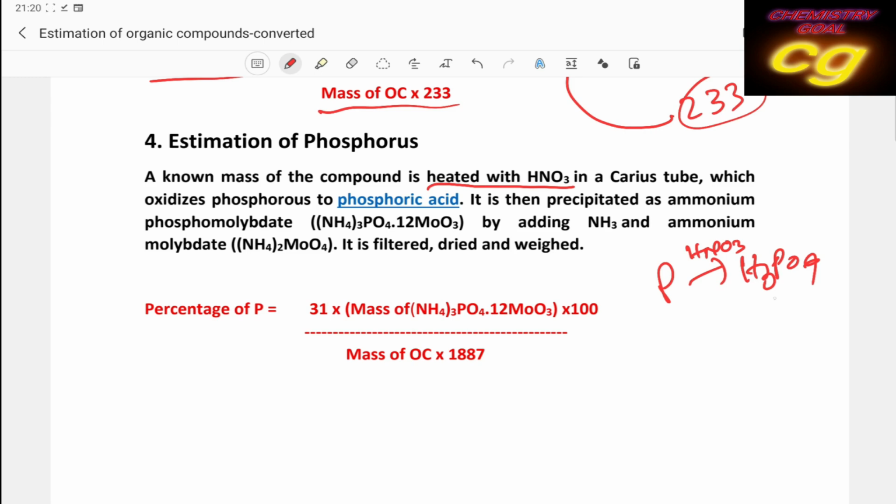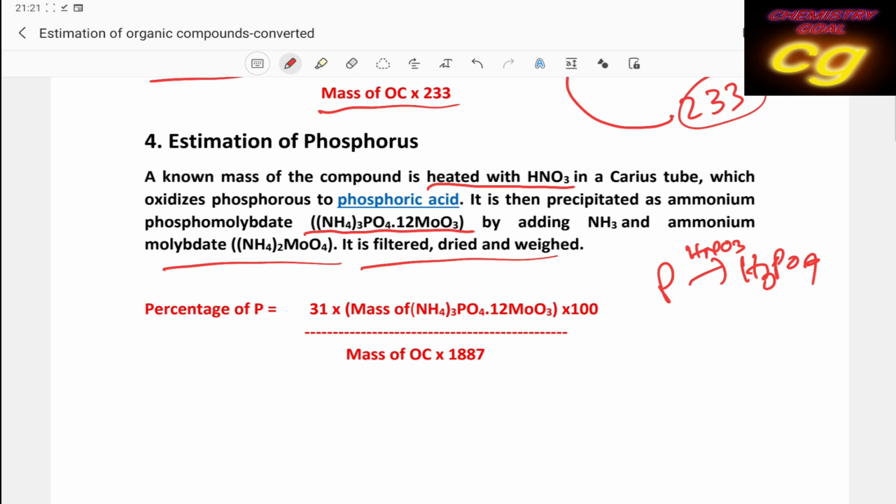Then, when you add ammonium molybdate solution to the mixture, the phosphoric acid present in the mixture after heating is converted to ammonium phosphomolybdate, which is yellow in color. That solid ammonium phosphomolybdate produced will be separated by filtration, then dried and weighed.